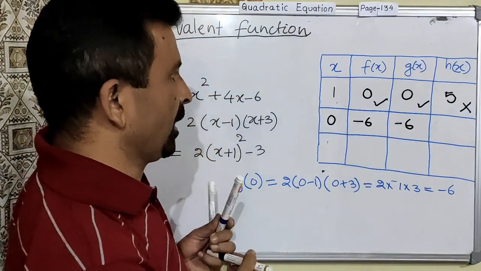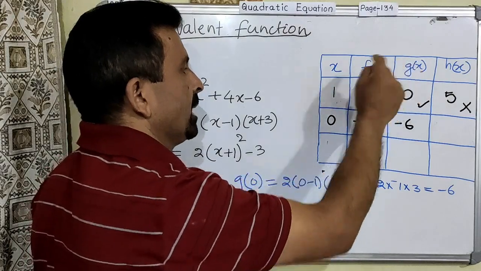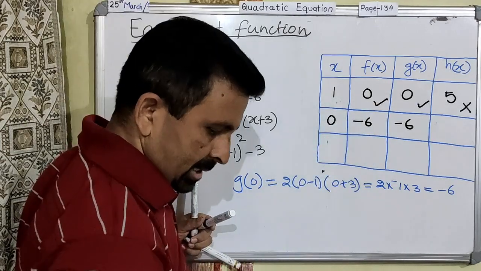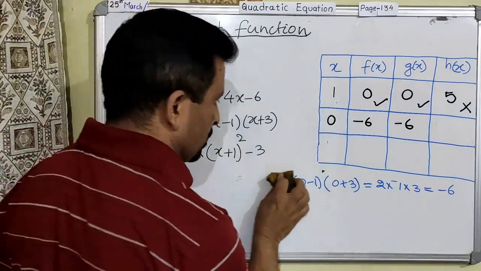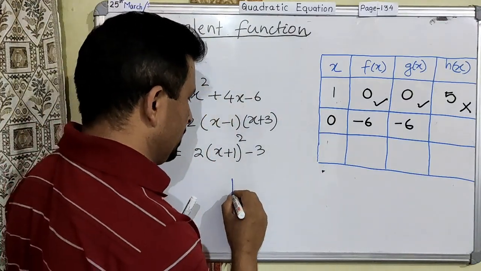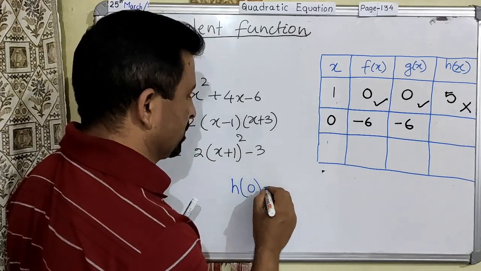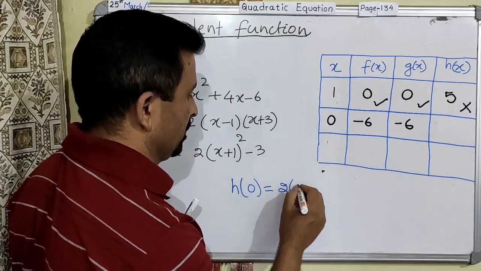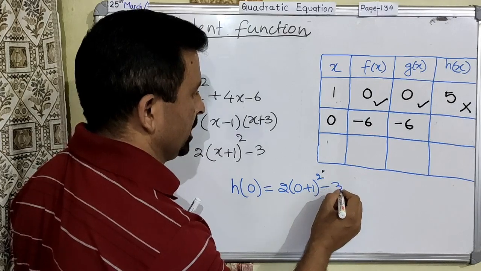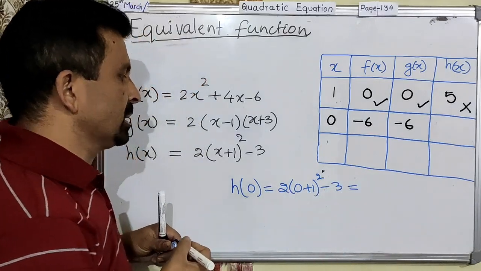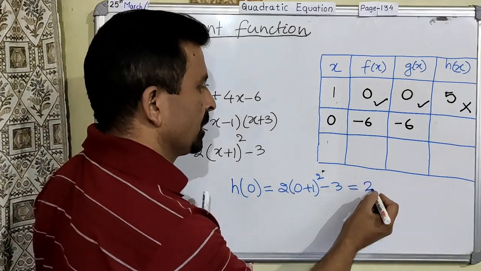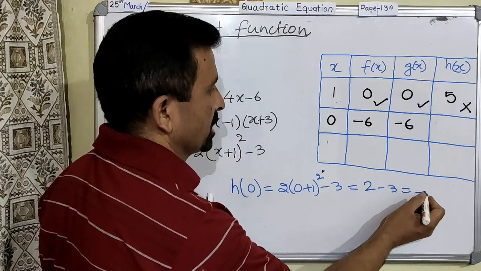Right? So one more time we can see that the standard form and the factored form are giving the same output for this input. So it is getting confirmed. Now let us go to the third form, which is vertex form. In the vertex form, again we are taking the same input, x equal to 0, and put it here. 2 into (0 plus 1) squared, and then minus 3, is equal to what? 0 plus 1 is 1. 1 square means 1, and 1 into 2 means 2, and then minus 3. This is equal to minus 1.